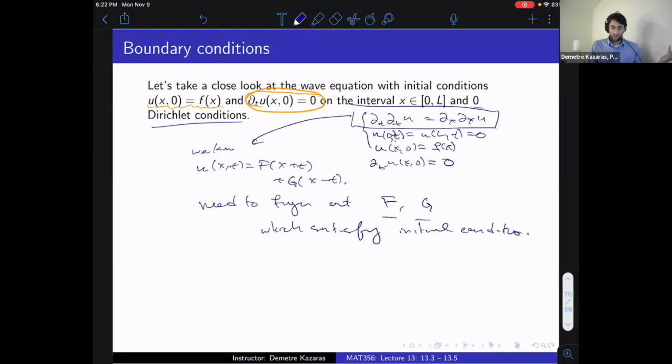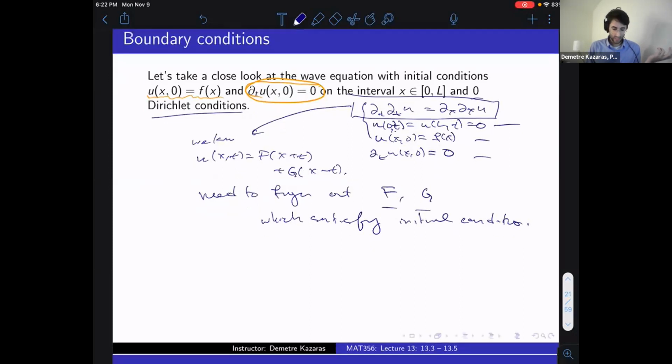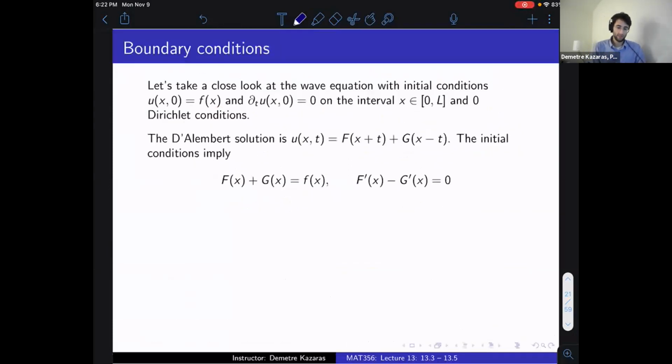Okay, so let's start going through. There's like 3 things to check, or not to check, but to write down in terms of f and g. Let's just write down those 3 conditions in terms of f and g. Okay, so right, we know what the solution looks like: f of x plus t plus g of x minus t for any functions f and g. When I plug in 0 for t, I better get little f. So plug 0 in for t, you get this equation: f of x plus g of x is equal to little f of x, the initial displacement.